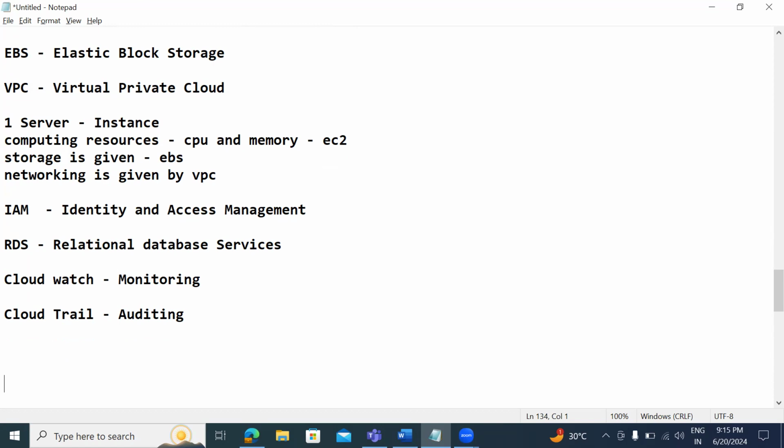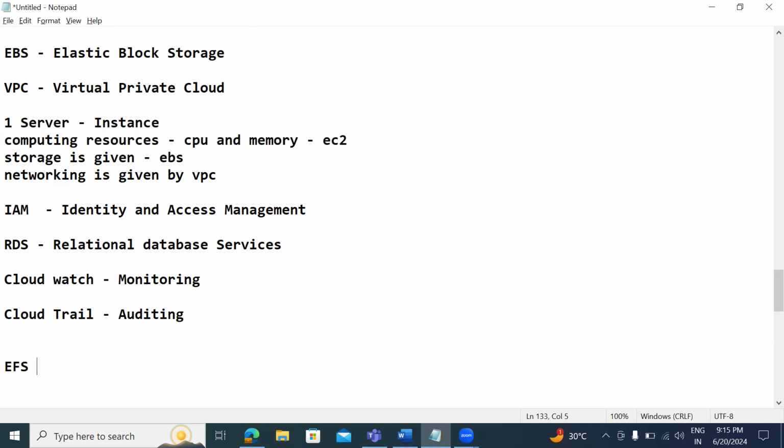CloudWatch is for the monitoring of resources. CloudTrail is for auditing. We'll discuss more on this also.